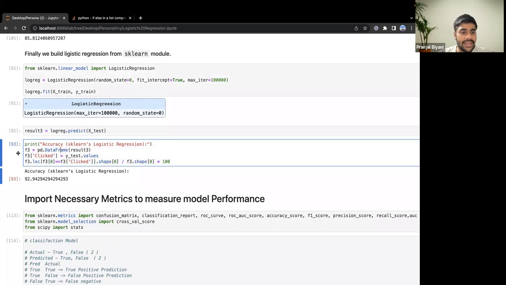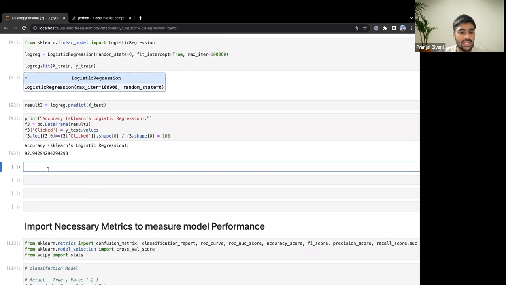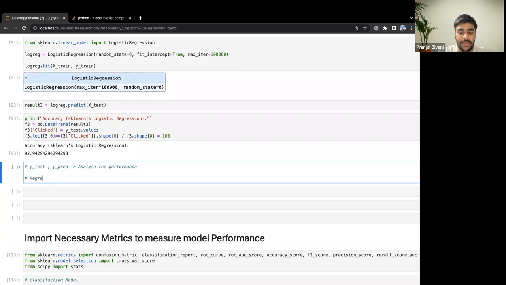Okay, now let's understand one thing. You got the actual test values. This is what you already know, but you've not used it anywhere. Then you've got the predicted values. Now you want to analyze the performance. Does everyone remember that in regression we always talk about the error, and we try to reduce the error, or basically the difference between actual and predicted? Any confusion here?